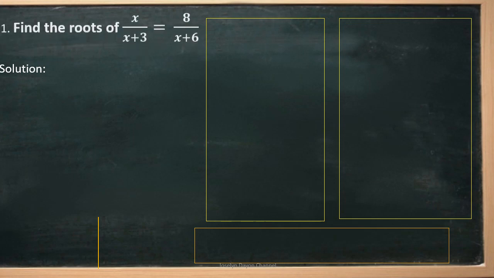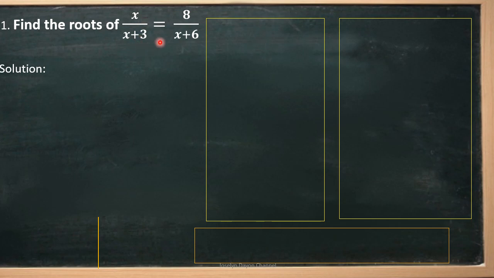Now we will consider the first example. Find the roots of x over x plus 3 equals 8 over x plus 6. Before we go on with finding the least common denominator, let us be aware first of the restricted values. Restricted values refer to the values of the variable that will make the denominator equal to 0. For this equation, the restricted values are negative 3 and negative 6.